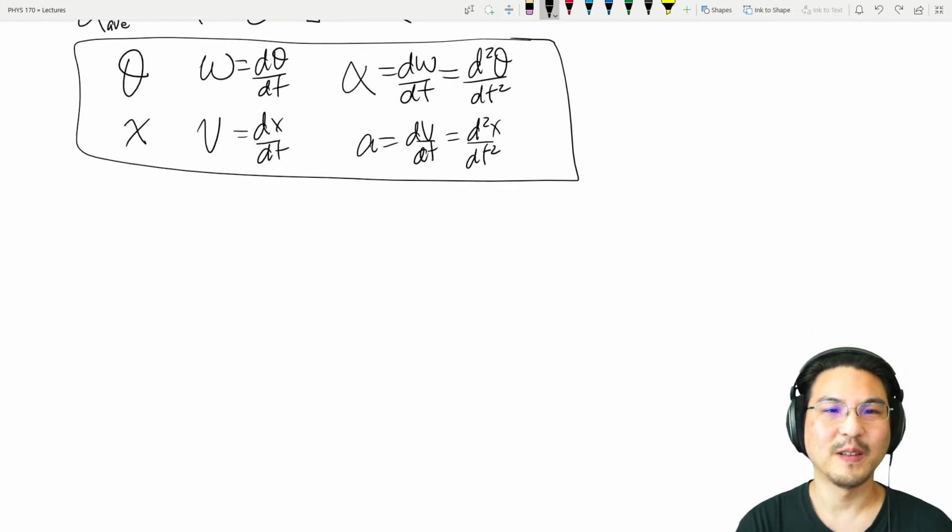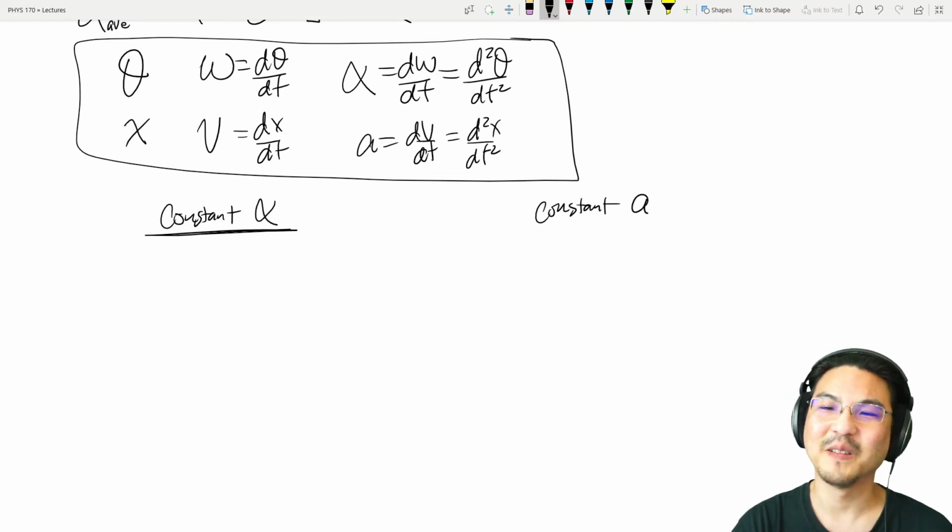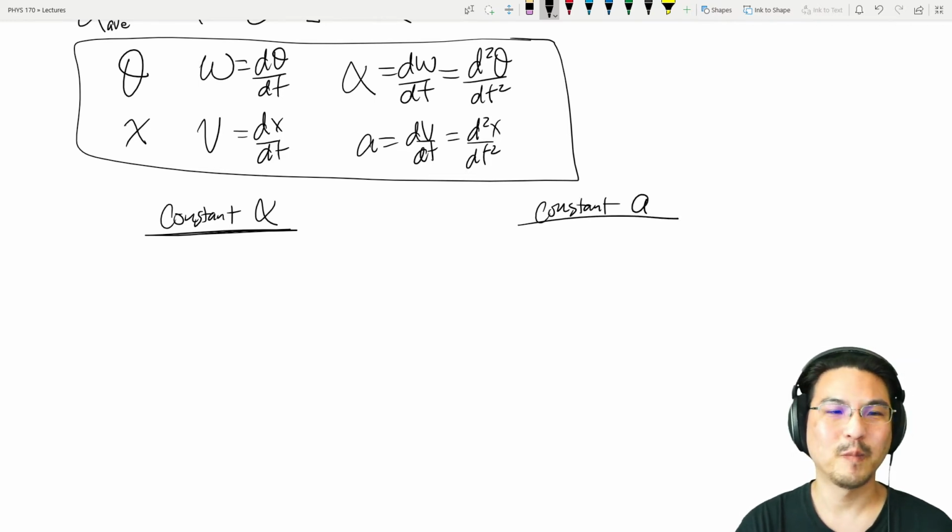Okay, and then specifically for constant angular acceleration. So this is analogous to when we're discussing if you have constant linear acceleration. For constant angular acceleration, you see right here for angular velocity and angular acceleration. Let me just write that.